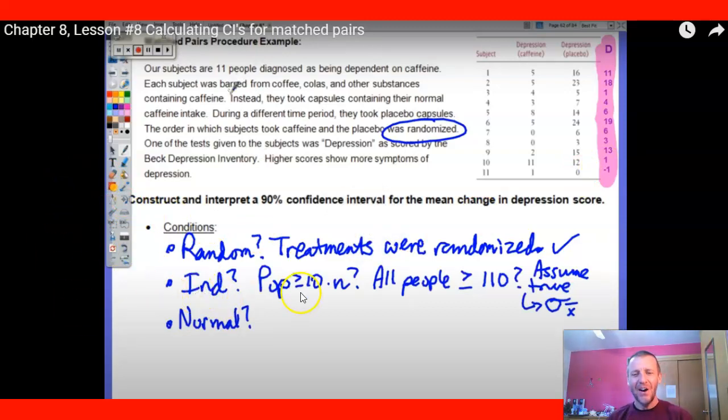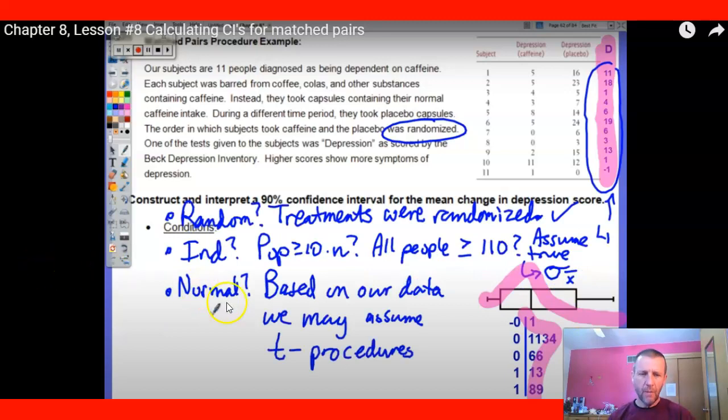Independence, the 10% condition. We have a sample size of 11 here. Are we pretty sure that it's out of the population? We don't know exactly, and it doesn't tell us if this is the population of staff at our school, or all human beings, or what. We're assuming that for a sample of 11, there are at least 110 people out there. If that's true, then we can go ahead and use our standard deviation formula, which we will.